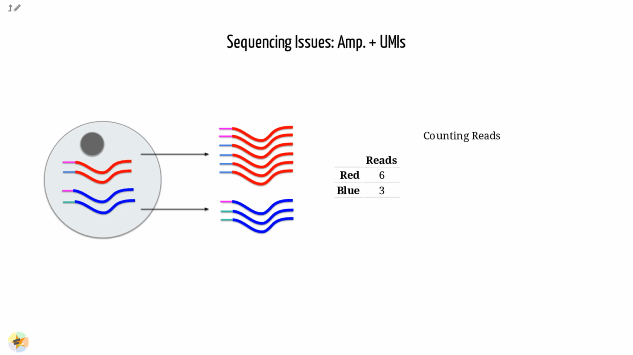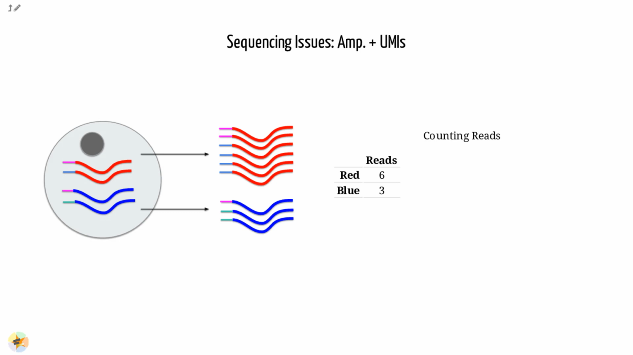Let us consider the example to the left. We have two red transcripts and two blue transcripts inside the cell, which after amplification equate to 6 red transcripts and 3 blue transcripts. If we were to compare the differential gene expression between the red and blue transcripts just by looking at the amplified reads, we would come to the false conclusion that the red transcripts are expressed twice more than the blue.